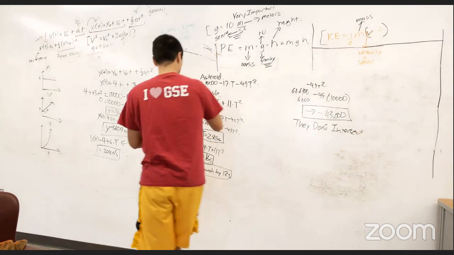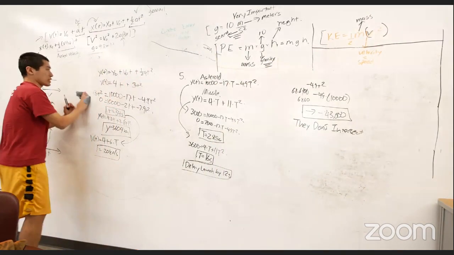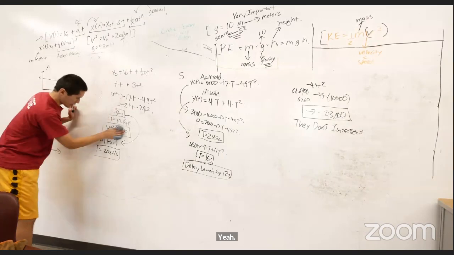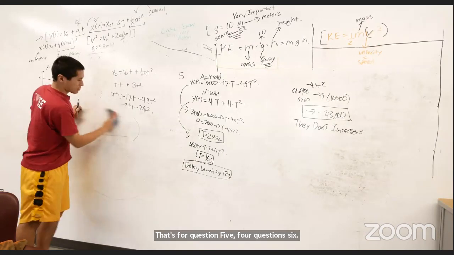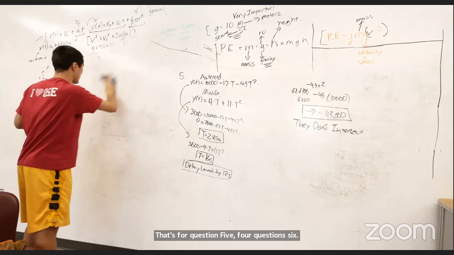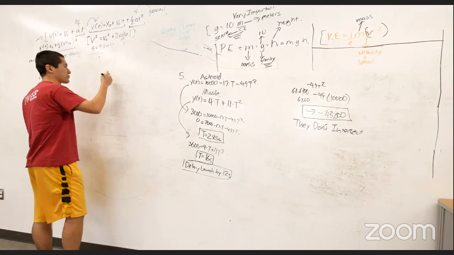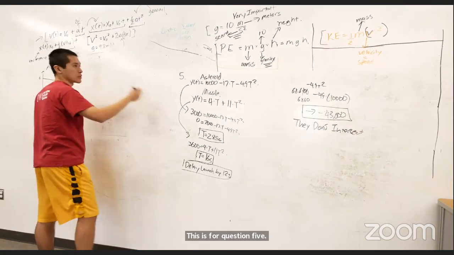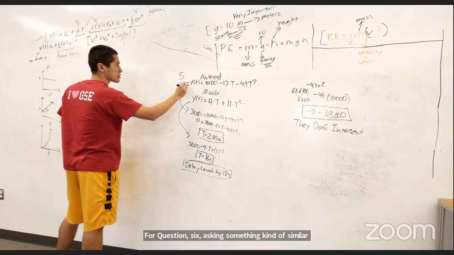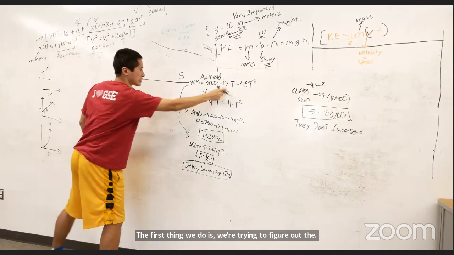For question 6, it's asking something kind of similar. Well, not really, actually. So the first thing we do is we're trying to figure out the initial velocity of the asteroid after it hits the ground in 60 seconds. So we're going to use the same position function here. But this time we want to figure out what our initial velocity is.